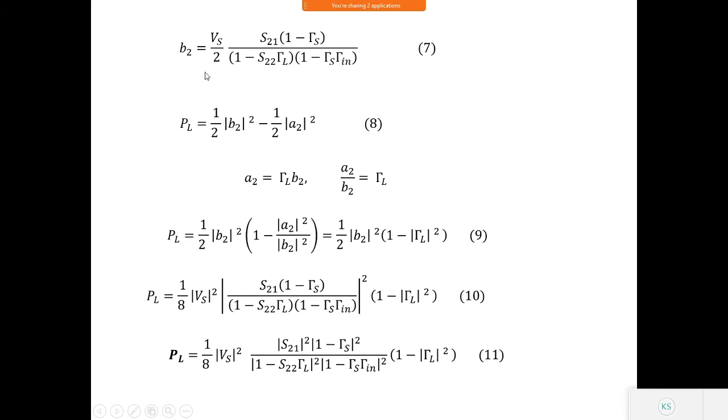And we have obtained B2 here; you substitute that equation, and A2 equals Γ_L times B2. So in the PL equation, substituting this and this, we get this equation. That is the power delivered to the load. By substituting the B2 value and finally simplifying, we are left with this equation. This is the power delivered to the load ZL.